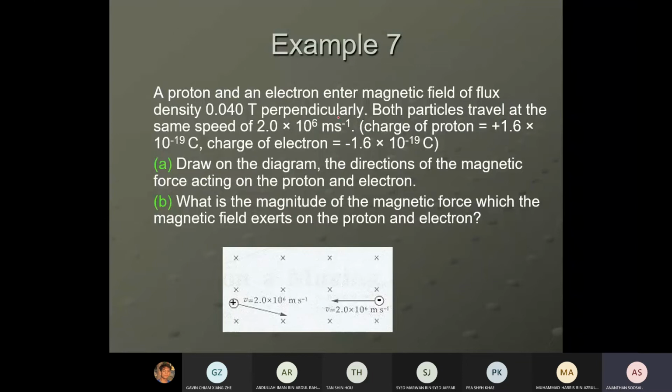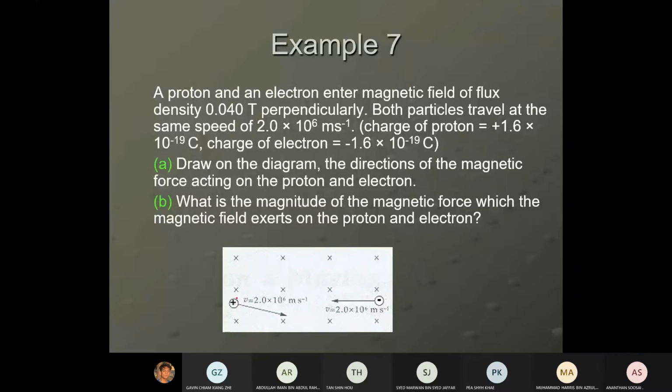So this is one example. A proton and an electron enter a magnetic flux density of 0.04 Tesla. Both particles travel with this speed. The charges are of different sign. Draw on the diagram the direction of the magnetic force acting on the proton and electron. So here, where's the direction of the force on the proton? Use Fleming's left-hand rule. Work it out. The cross means the field is into the page.